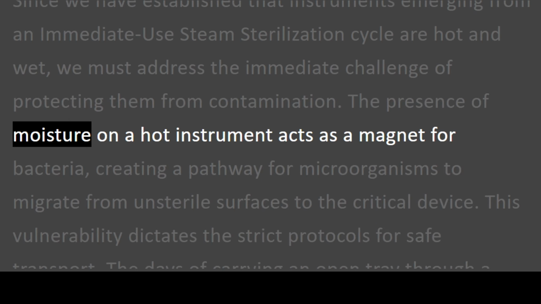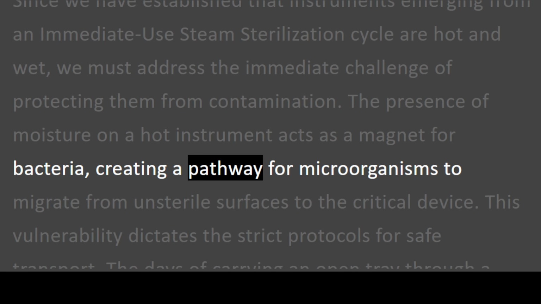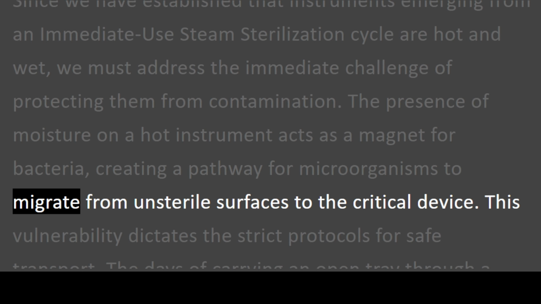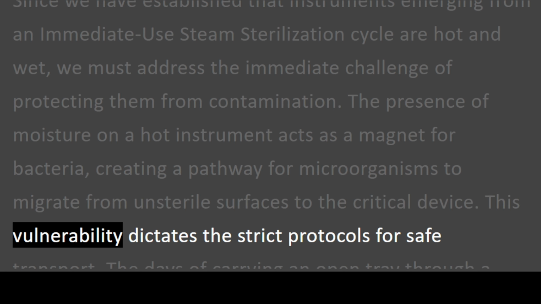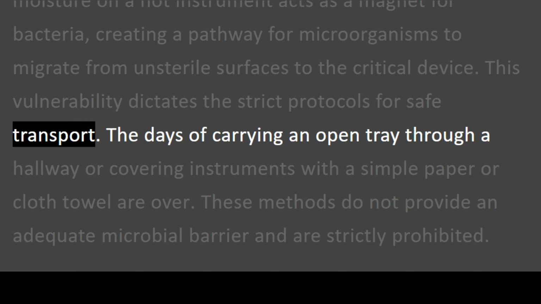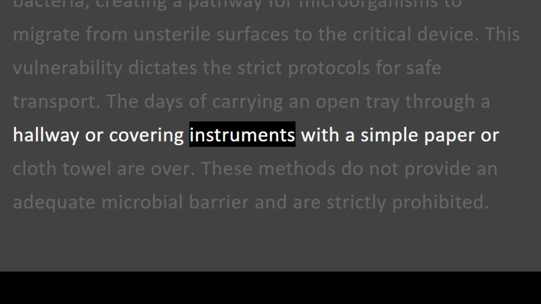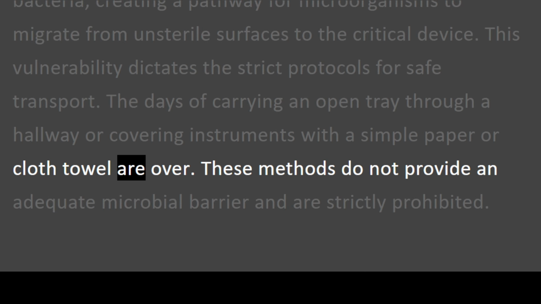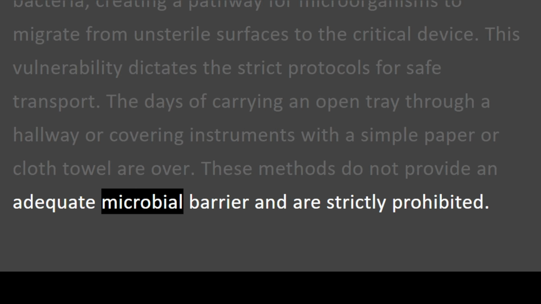The presence of moisture on a hot instrument acts as a magnet for bacteria, creating a pathway for microorganisms to migrate from unsterile surfaces to the critical device. This vulnerability dictates the strict protocols for safe transport. The days of carrying an open tray through a hallway or covering instruments with a simple paper or cloth towel are over. These methods do not provide an adequate microbial barrier and are strictly prohibited.